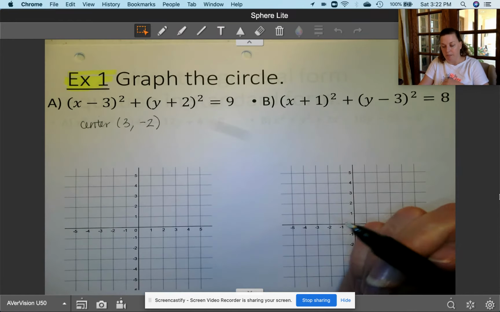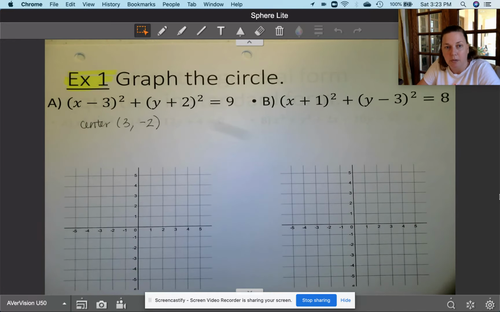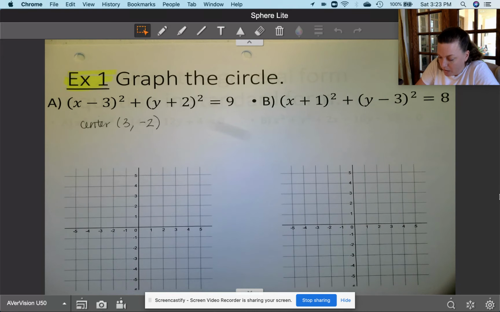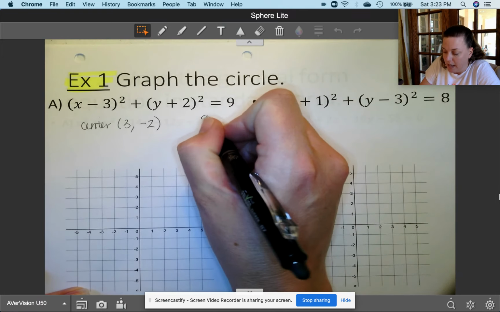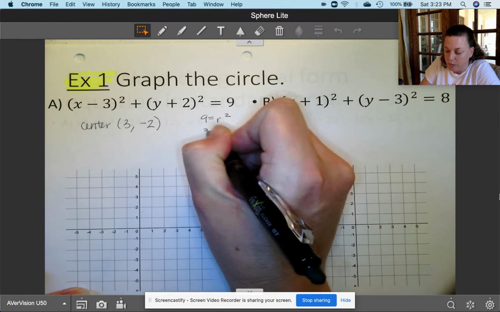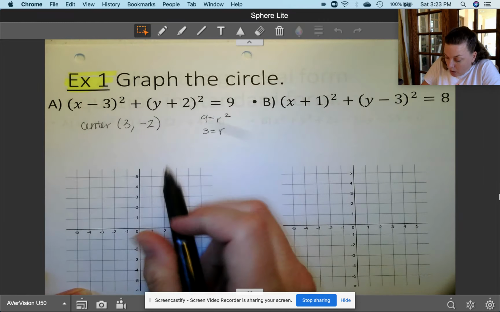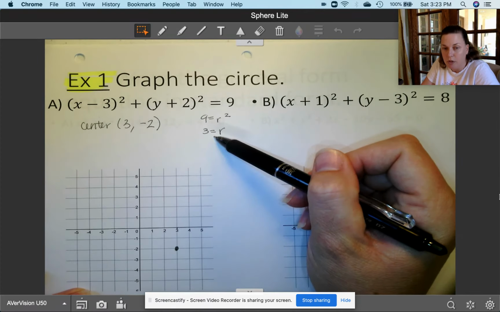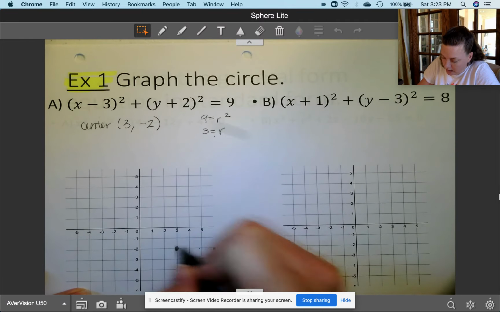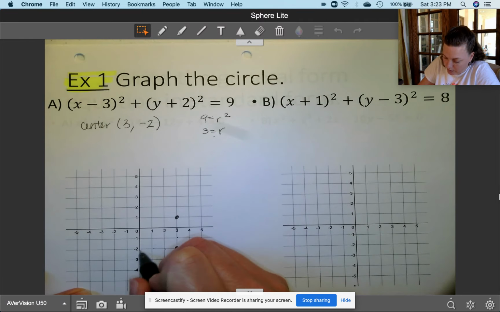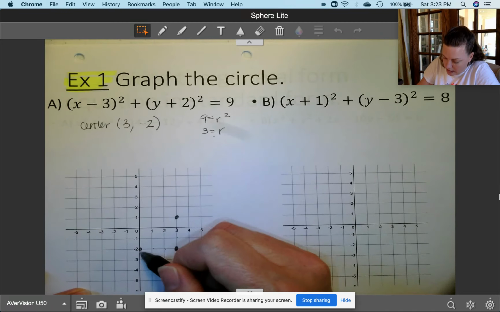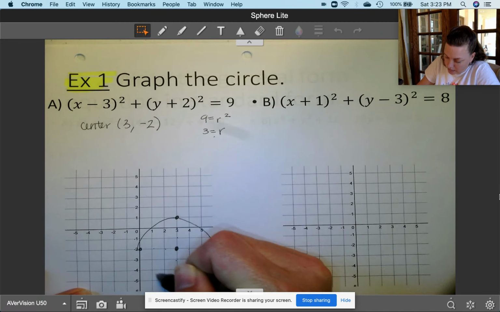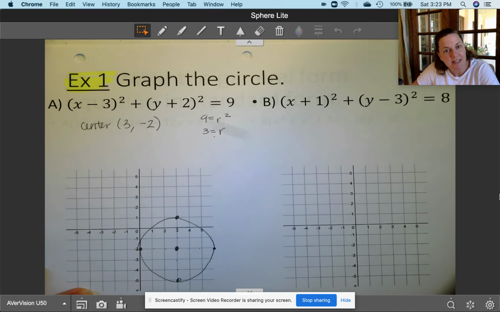So remember, everything is sort of opposite. So keep that in mind in the HK form here, like this. It's opposite. All right, and then our radius, now this 9 is the radius squared. So our radius would be 3. And so all we have to do is go to the center at 3, -2. And then we can count our radius. 1, 2, 3 to the right, 1, 2, 3 up, 1, 2, 3 to the left, and 1, 2, 3 down. And there is our circle. That's it. So when it's in standard form, graphing a circle is super easy to do.